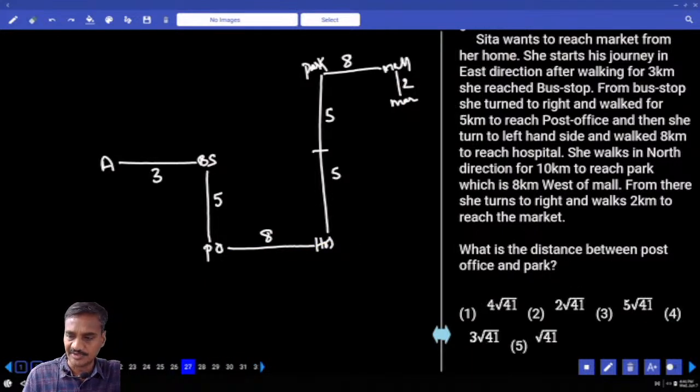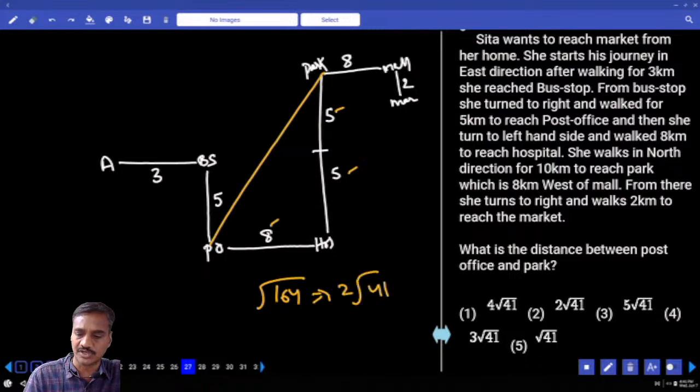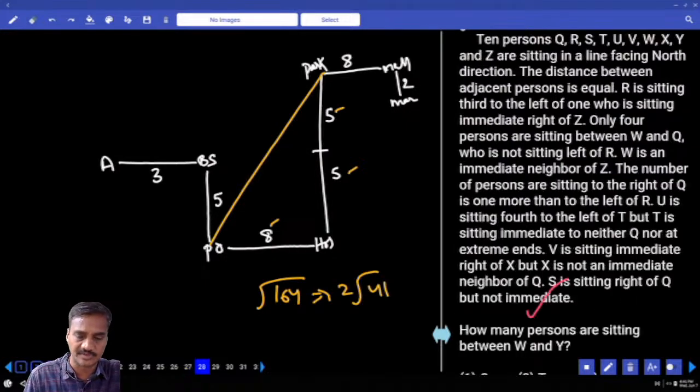And what is the distance between the post office and the park? Now, post office and the park, we need to find out this distance. 5 plus 5 is how much? 10. 10 squared is how much? 100. 100 plus 64 is 164. Now 164 can be written as 4 into 41. That is 2 root 41, choice 2, question number 27.